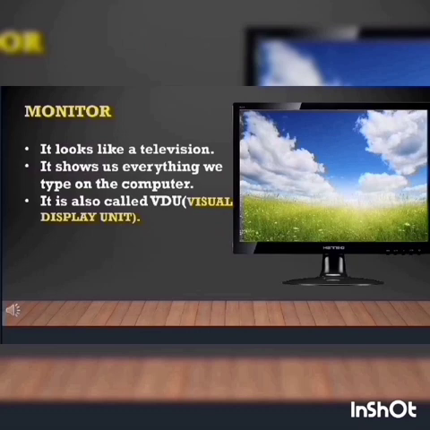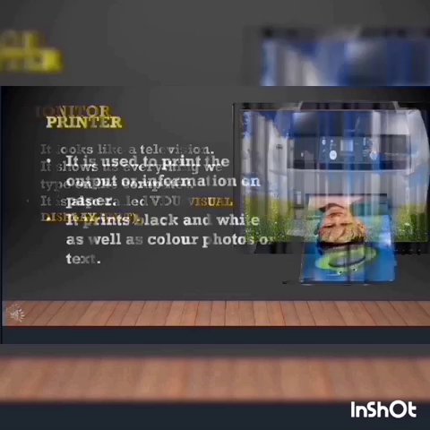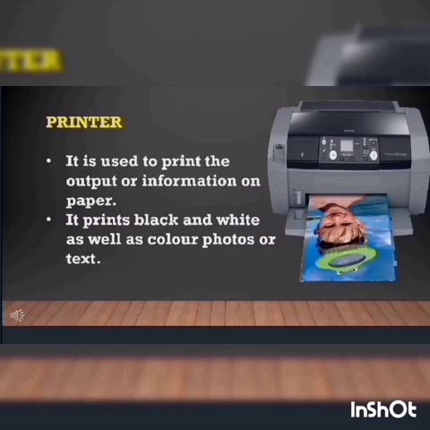Monitor. It looks like a television, as you can see in this picture. It shows us everything we type on the computer. It is also called VDU, Visual Display Unit. Printer. It is used to print the output or information on paper. It prints black and white as well as color photos or text.